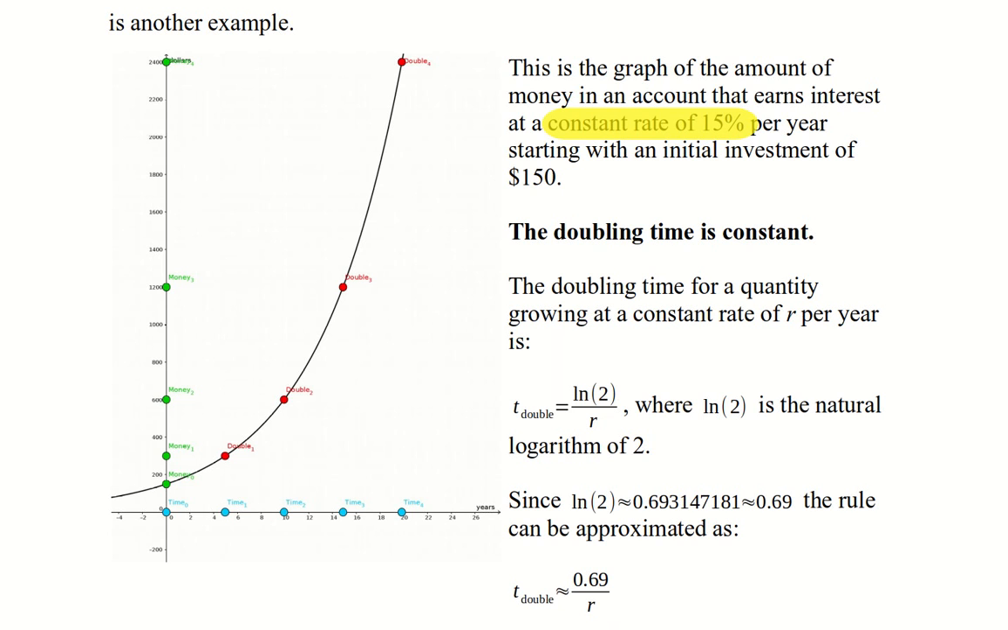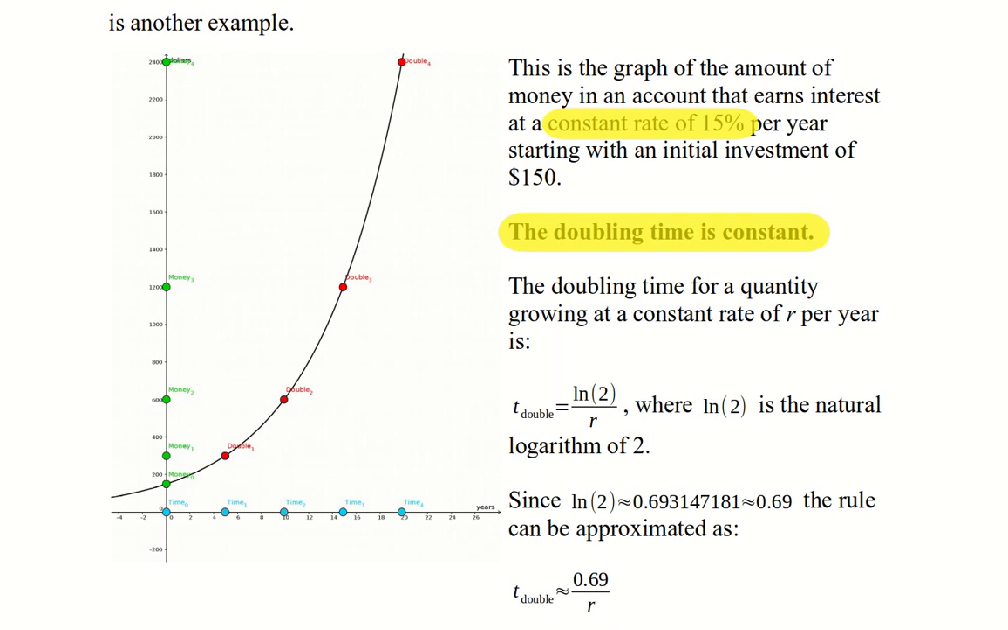Now, one of the big ideas I want you to get out of this is that the doubling time is constant. If you have a constant growth rate, then you have exponential growth, and the doubling time is constant. So the time that it took the account to go from $150 to $300 is the same amount of time as it took to go from $300 to $600, from $600 to $1,200, and from $1,200 to $2,400. That doubling time is constant.